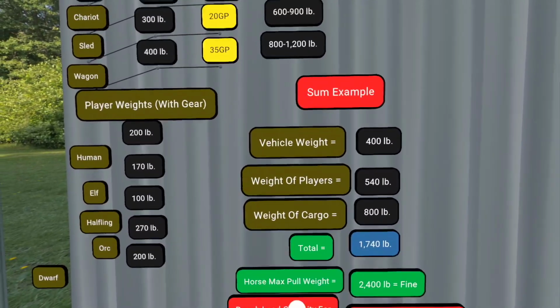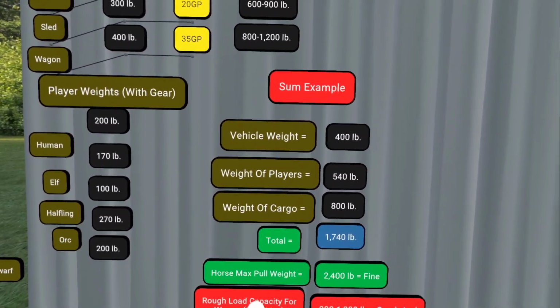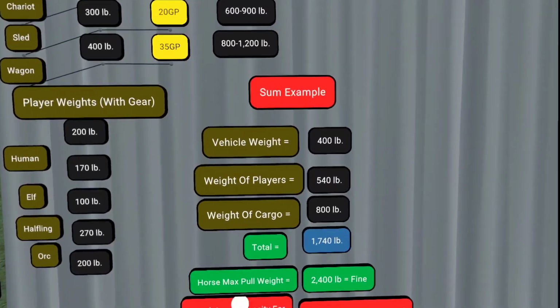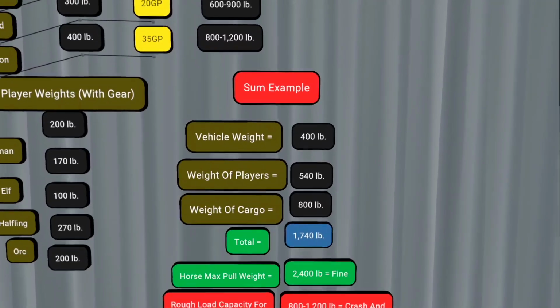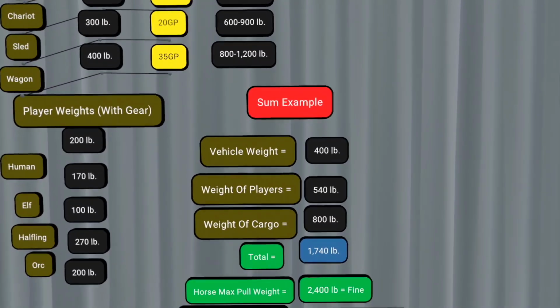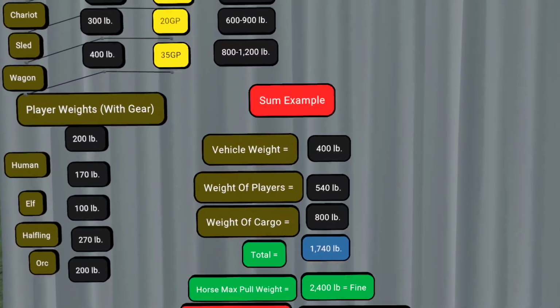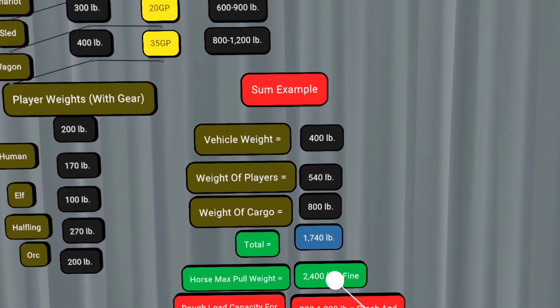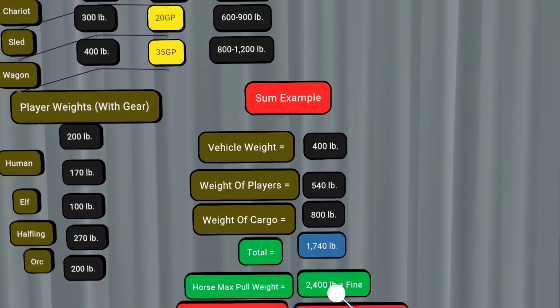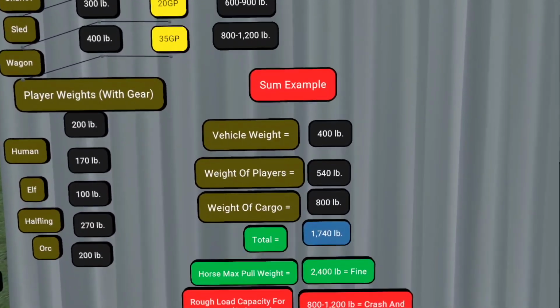Then you have to calculate the rough load capacity for the wagon to make sure you haven't overloaded the wagon, right? So the wagon that we chose has between an 800 and a 1,200 pound safe carry load weight. As you can see, that's less. We've gone way over that. Okay, so we're going to crash and burn.